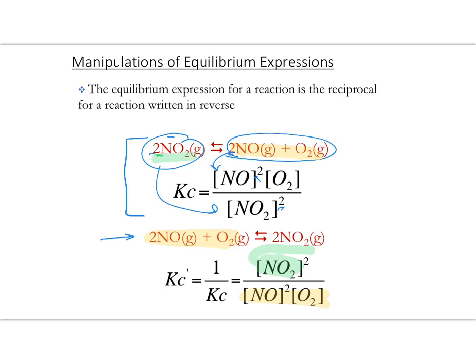So what we're doing here is we're just taking the reciprocal. So if you reverse a reaction, the manipulation that you do to the K value is you take the reciprocal of it. So reverse reaction, new K is the reciprocal, because you're flipping the equation around.